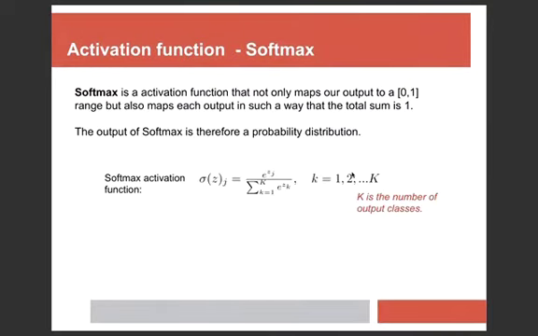Softmax is another activation function that I would like to introduce here. It is unlike the previous ones. It not only maps a single output to the 0 to 1 range, but also maps multiple outputs in such a way that the total sum of these outputs is 1. Here is listed the mathematical distribution for the softmax activation function's output.